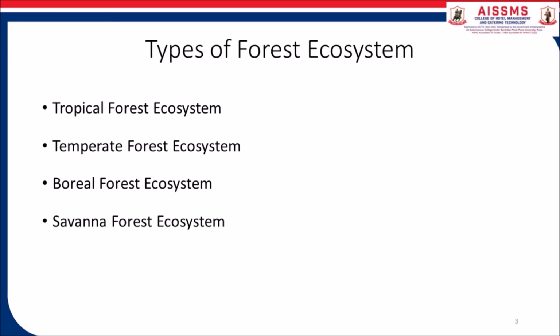So let us begin by looking at the various types of forest ecosystem. First one is tropical forest ecosystem. Second, temperate forest ecosystem. Third, boreal forest ecosystem, and fourth, savanna forest ecosystem. Let us go through the first one, which is tropical forest ecosystem.